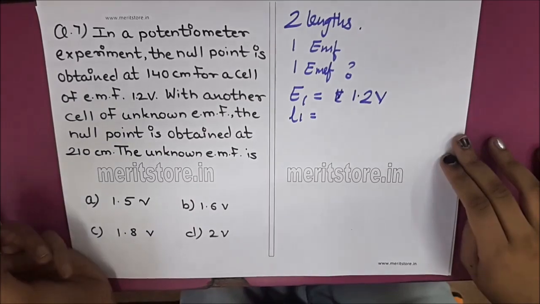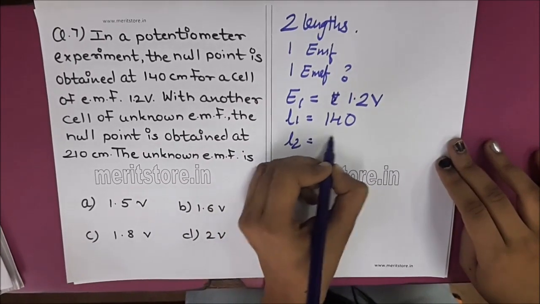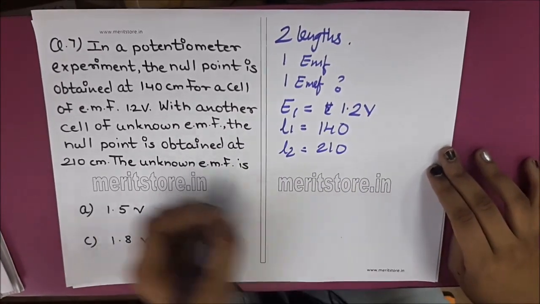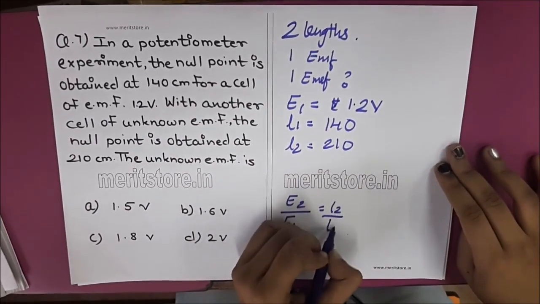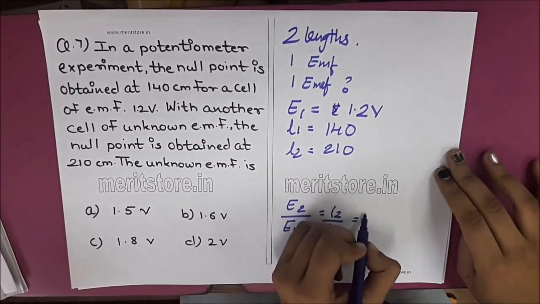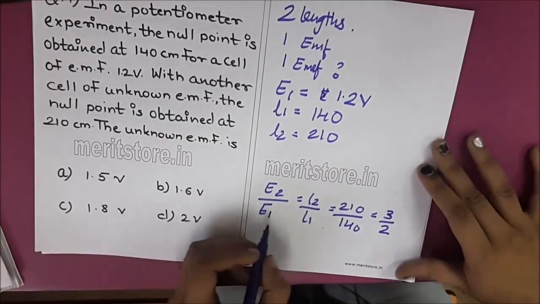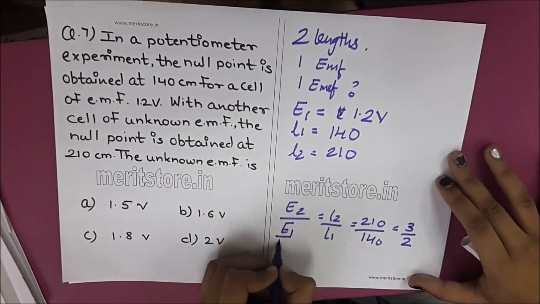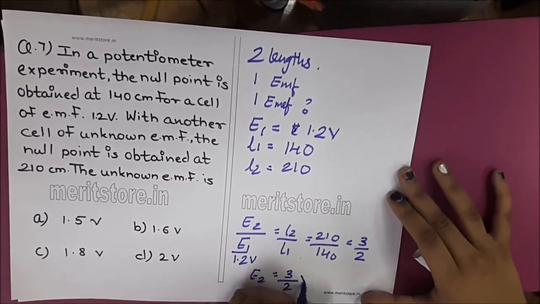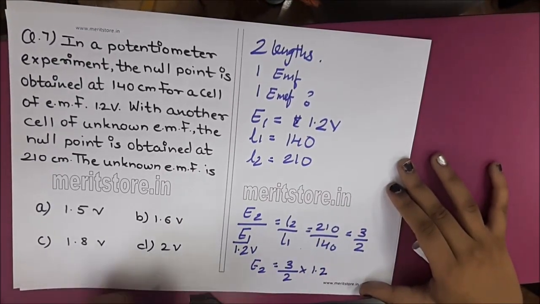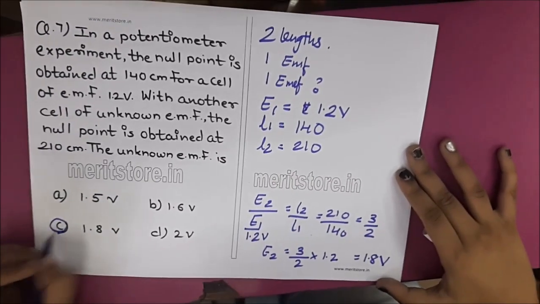Length L1 is given to us as 140 and L2 is given to us as 210. Now by the formula we have E2 by E1 is equal to L2 by L1. L2 by L1 is 210 upon 140, which is equal to 3 by 2. And instead of E1 we can write 1.2 volts. Therefore E2 will be 3 by 2 into 1.2 volts. After solving this we get the answer as 1.8 volts. Option C is the correct option.